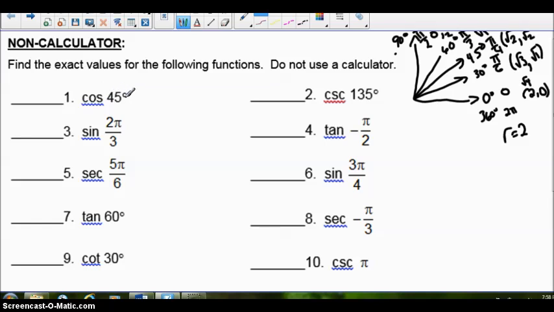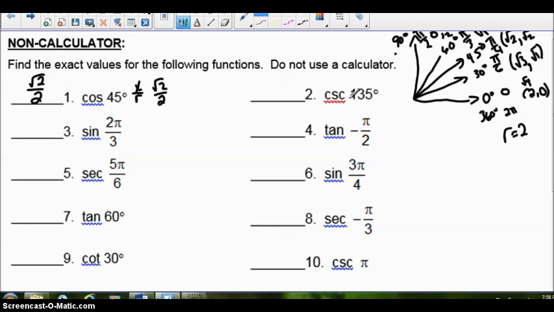So this first one is cosine of 45. I come over, 45 is located at square root of 2, square root of 2 when I come out 2 units. So that means that cosine, which is the ratio of x over r, will be the square root of 2 over 2. And 45 is in the first quadrant, so it's positive. So square root of 2 over 2.